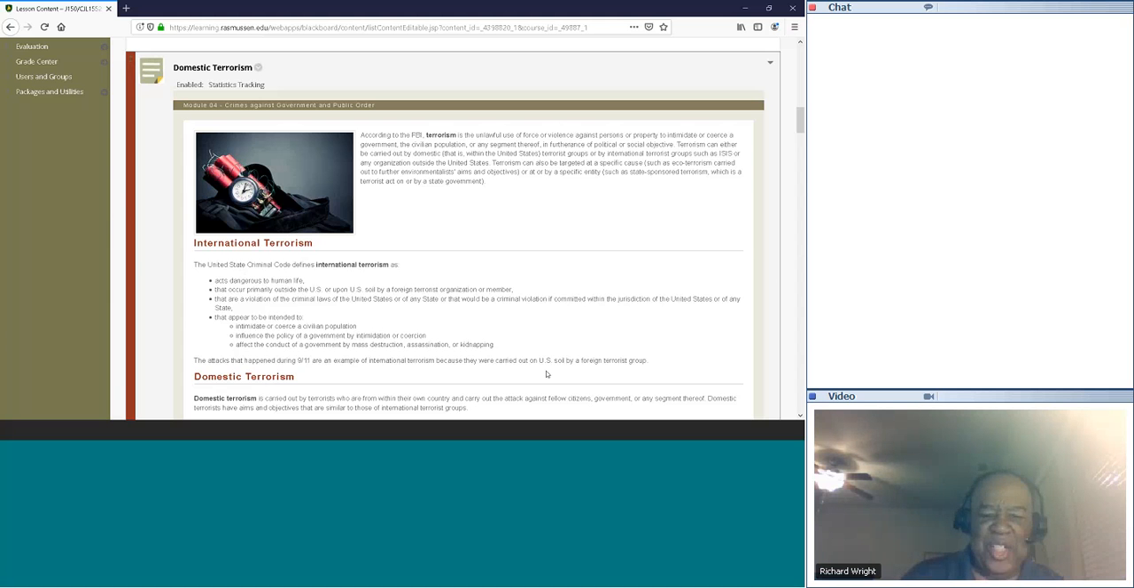It says that it is a violation of the criminal laws of the United States, and if it's committed within the United States or any jurisdiction in the United States, that appears or is intended to, and here's the part where we get into the terrorism aspect, intimidate or coerce a civilian population, or influence government policy by intimidation or coercion, or affect the conduct of government by mass destruction, assassination, or kidnapping. And it's been said that some of our political leaders have been assassinated or killed in the name of those kinds of activities.